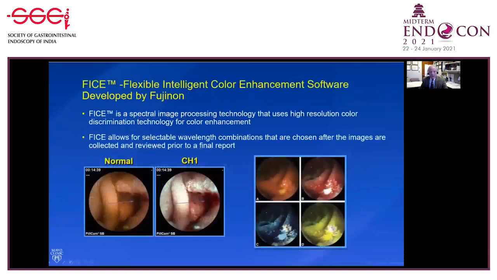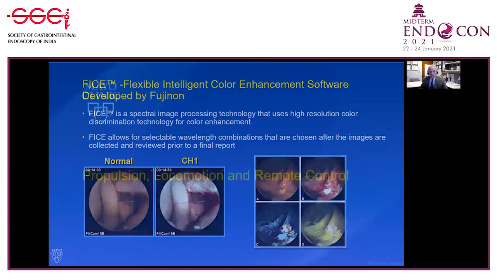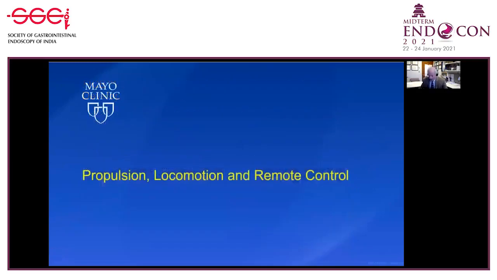And this gives you an idea of FICE. What's nice about it is in channel 1, you can see how if you're not sure it's blood, it will bring out the red chroma. And the same thing here, if you're not sure if this is adherent material or not, you can see that it brings out the erythema associated with an ulcer. So I think that will help a lot.